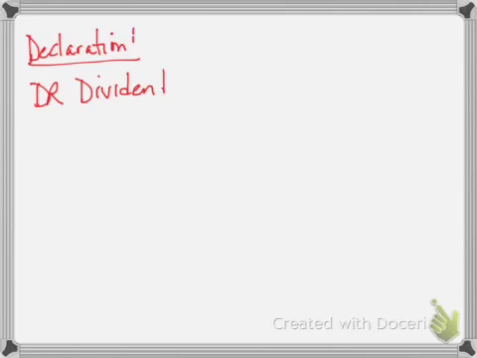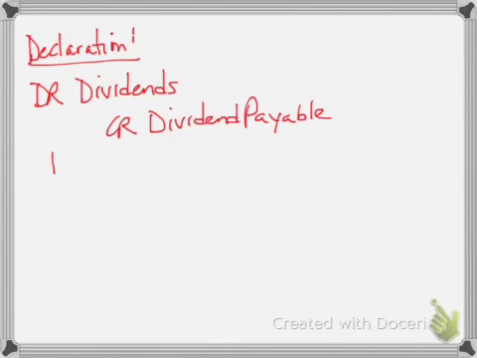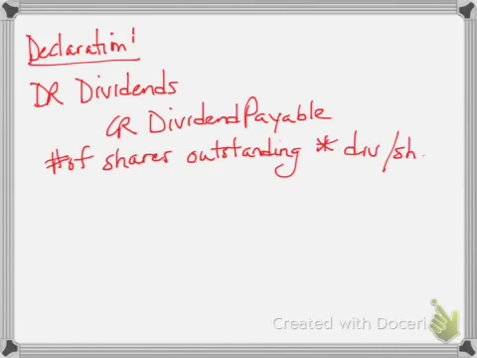So on the date of declaration, that's when we record debit dividends, credit dividends payable, and it's always based on the number of shares outstanding times the dividend per share rate. When a company releases the press release, they might say XYZ company declares a 4 cents per share dividend to shareholders of record of 3 weeks from that date, and then to be paid on, and then they announce a date. The beginning material in the course always just told you the amount of the dividends.